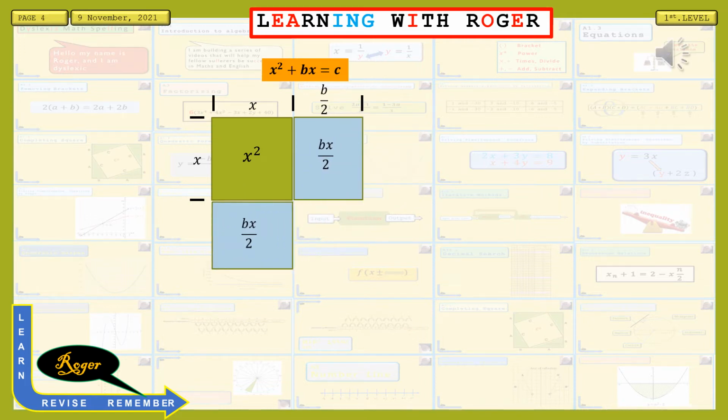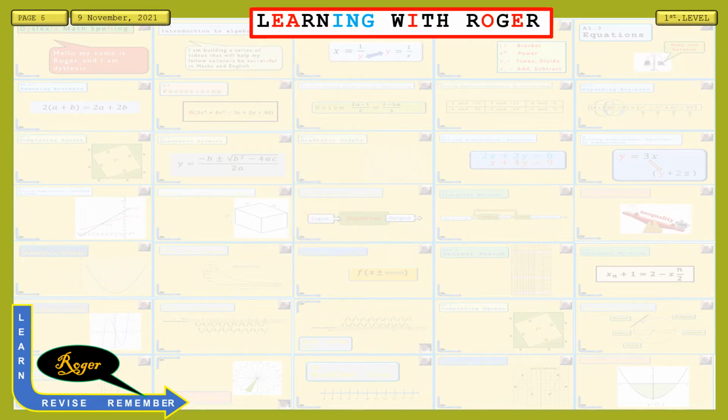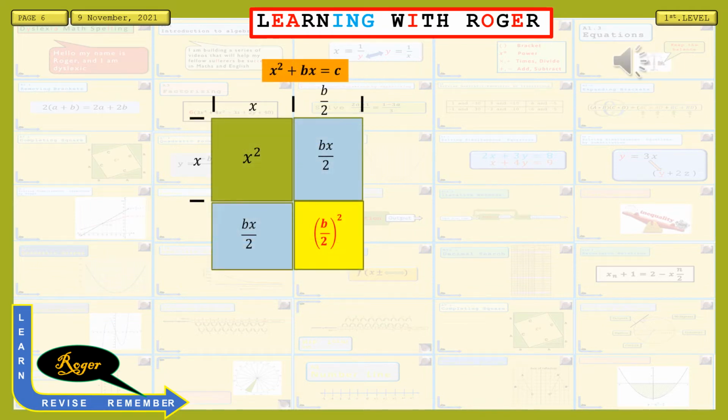I have taken one of the halves and put it underneath the x squared. That's the dark green square. You see here I have added a yellow square. This is called completing the square, because now we have that big square. This is a technique used in algebra to solve quadratic equations. They are equations that have an x squared in them. I will put that away in the corner for the moment.